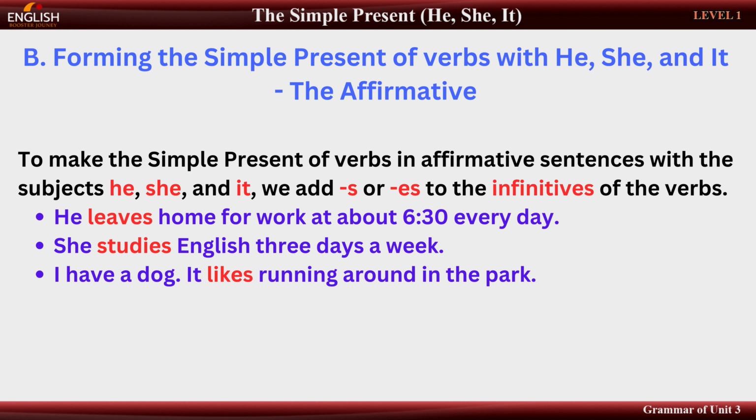B. Forming the simple present of verbs with he, she, and it, the affirmative. To make the simple present of verbs in affirmative sentences with the subjects he, she, and it, we add s or es to the infinitives of the verbs. He leaves home for work at about 6:30 every day. She studies English 3 days a week. I have a dog. It likes running around in the park.